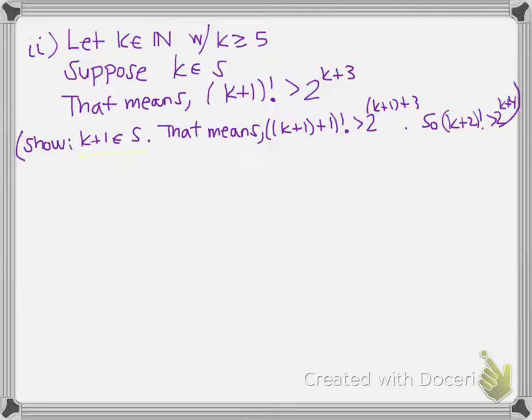That's why I prefer using P of n instead of S when I'm doing induction, but it's really up to you. Thinking about it as a function, wherever you see a k, you plug in k plus 1. So k plus 1 factorial is greater than 2 to the k plus 1 plus 3. Simplifying, that means k plus 2 factorial is greater than 2 to the k plus 4. I had to squeeze it in there, so hopefully you understand that k plus 4 is in our exponent. So that's what we need to show.